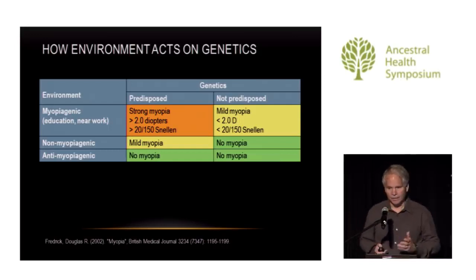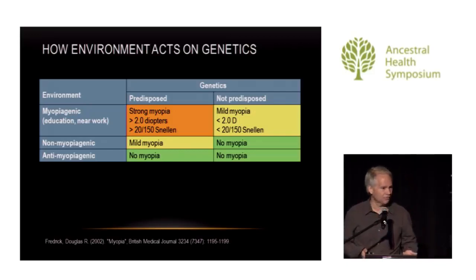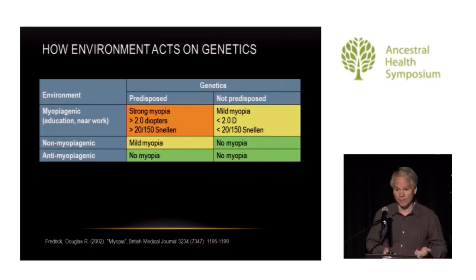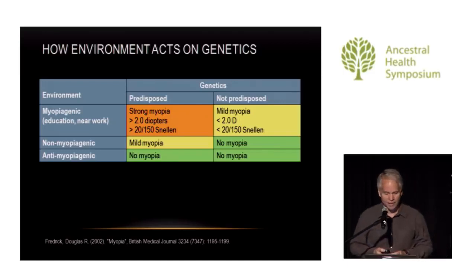And if you think about it in terms of epigenetics, or environment acting on the genes, it's kind of like alcoholism, right? You can have a gene for predilection to alcoholism, but if you're not exposed to alcohol, you won't have that condition. Well, there was a study done by Douglas Frederick in 2002 showing that if you had the genetic indicators for myopia and you engaged in myopogenic practices like education and near work, you could get strong myopia, more than 2 diopters. Whereas if you're not predisposed and you had those habits, you might get some milder myopia. However, if you had practices that were non-myopogenic, basically either a low level of education or occupation that didn't involve a lot of near work, there was either mild or no myopia. It's a very interesting paper.